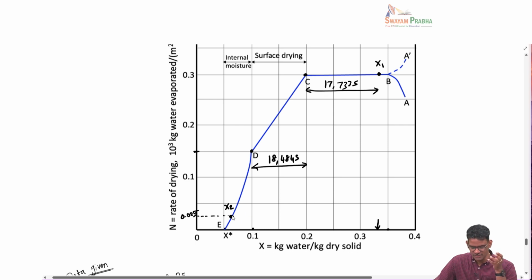And if you want to go from x2 to x star, it will be even harder. So if you want to go close to x star or even lower, you probably have to look at different drying conditions, maybe use air of higher temperature or lower humidity to start with. With this air alone, you will see that the time taken to reach a moisture content closer to x star is going to be quite time consuming. So that's the takeaway message from this problem.